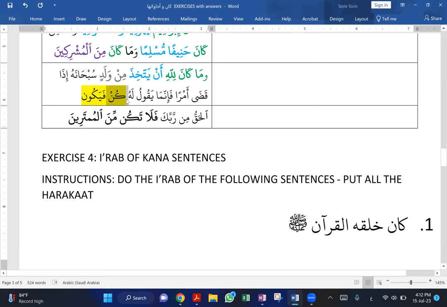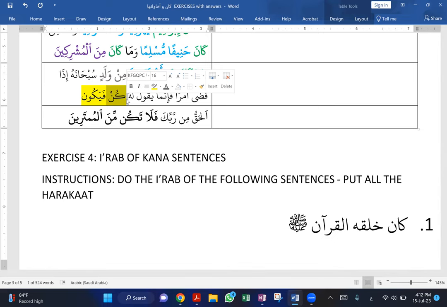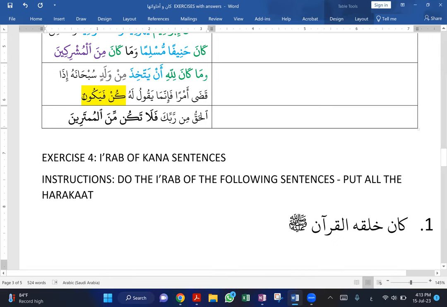So remember when we started last week, I told you there's kana that is a fi'al naqis, and there's kana that is what? A fi'al tam, remember the word? It means it's a complete verb. It acts like a complete verb. Therefore, it doesn't need a khabar. So in this case, that's why you can't find the khabar. You look and you just see kun. Where's the khabar? Where's the muta'alliq bil khabar? It's not there. Then, fayakun.